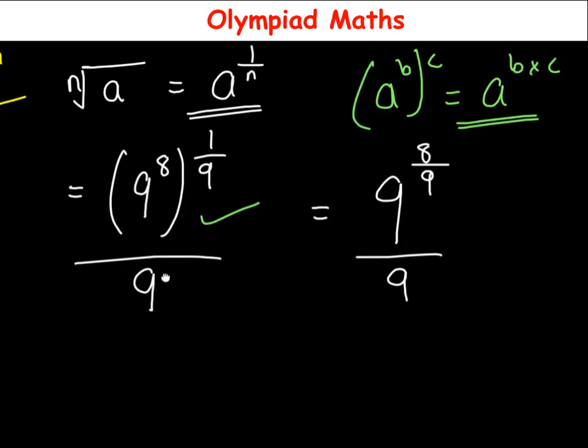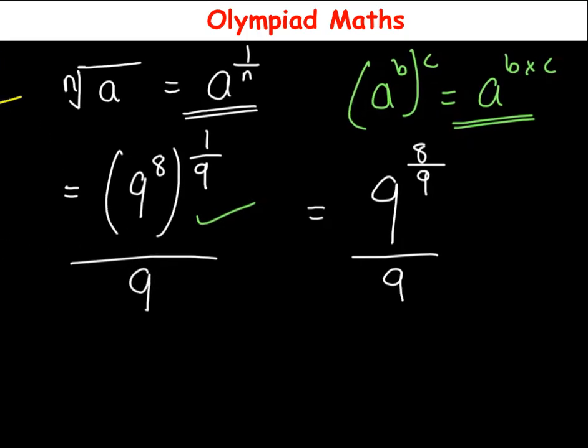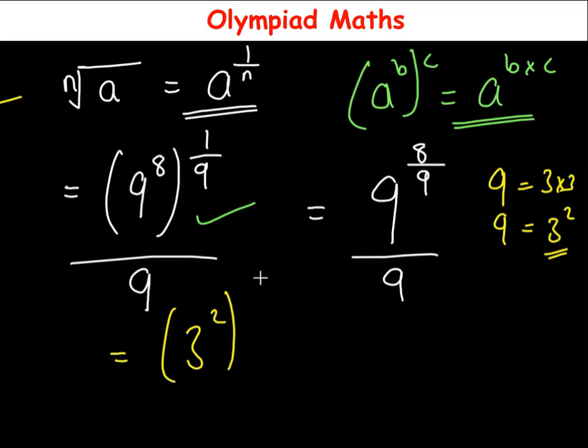So from here, to then simplify this further, 9 is equal to 3 times 3, and 3 times 3 is 3 squared. So in replace of 9, we'll bring in 3 squared. So this will then be equal to 9 becomes 3 squared, then all raised to power 8 over 9, all over 9 is 3 squared, so 3 squared.